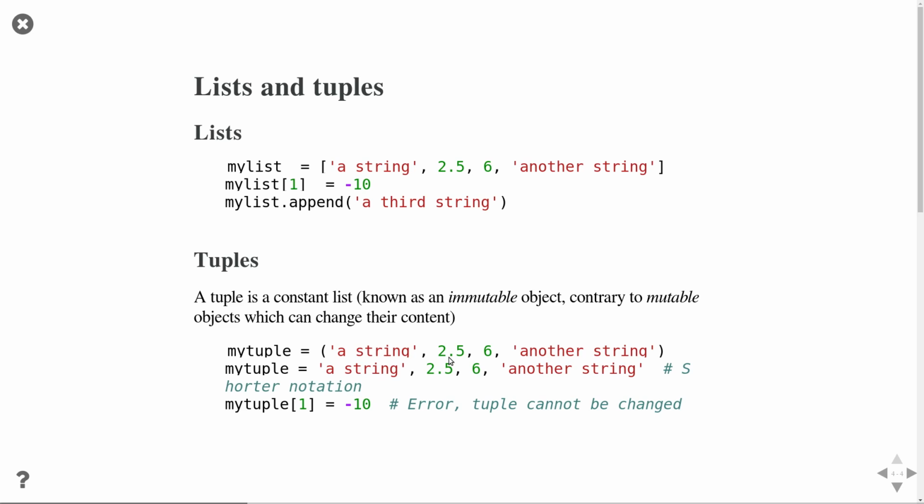Now, if you try to change one of the values in your tuple, for example, setting my tuple's second object equal to -10, you will get a runtime error saying my tuple is an immutable object, you cannot change it.